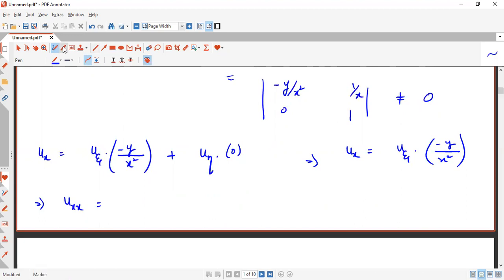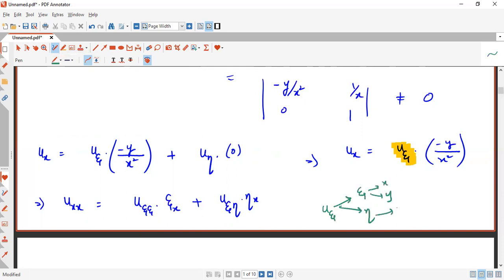When I am differentiating this u xi, I know that u xi is again a function of xi as well as eta. So what will I write? It will become u xi xi into xi x plus u xi eta into eta x, because u xi is also a function of xi and eta, where xi and eta are again functions of x and y, right? So when you are differentiating with respect to x, it will go this way as well as this way.